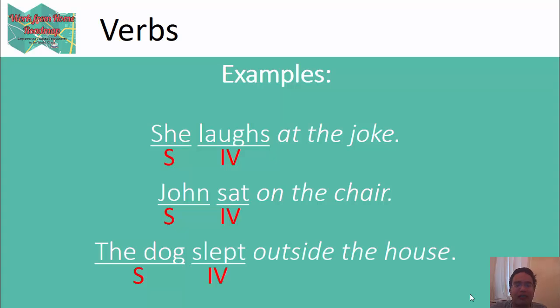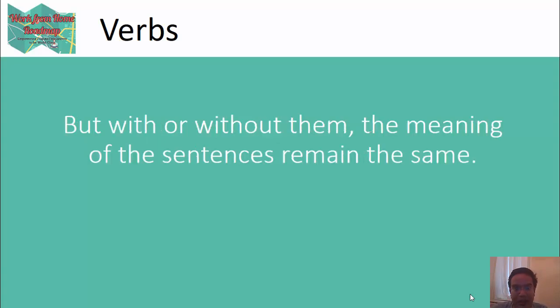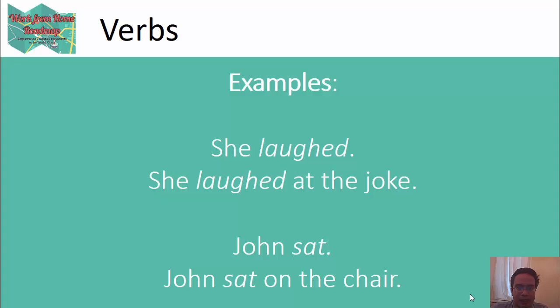So, she laughs is a complete sentence, but you can add a preposition at the end, at the joke. John sat, with a preposition on the end, on the chair. And the dog slept, with a preposition on the end, outside the house. The prepositional phrases added more details to the sentences, but with or without them, the meaning of the sentences remains the same. Some examples here.